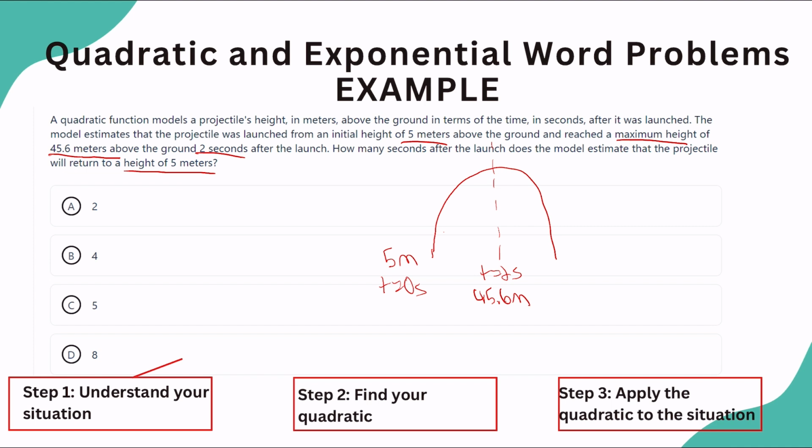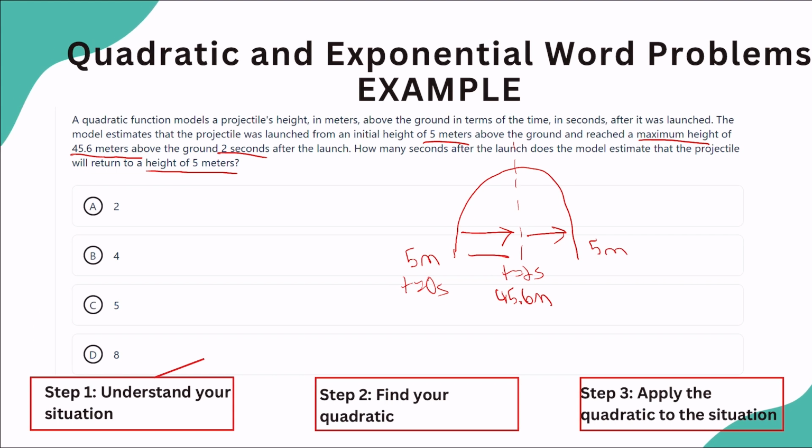Now, what we need to know for this problem is that a parabola has equal time on both halves of it, and so if it reaches its maximum, which will be the exact middle point of a parabola, or minimum would be the exact middle point of a parabola, then it'll take the exact same amount of time to get from 0 to 2 seconds and 5 meters to 45.6 meters as it will to get from the 45.6 meters back to 5 meters. So if it took us 2 seconds here, it's going to take us 2 seconds here.